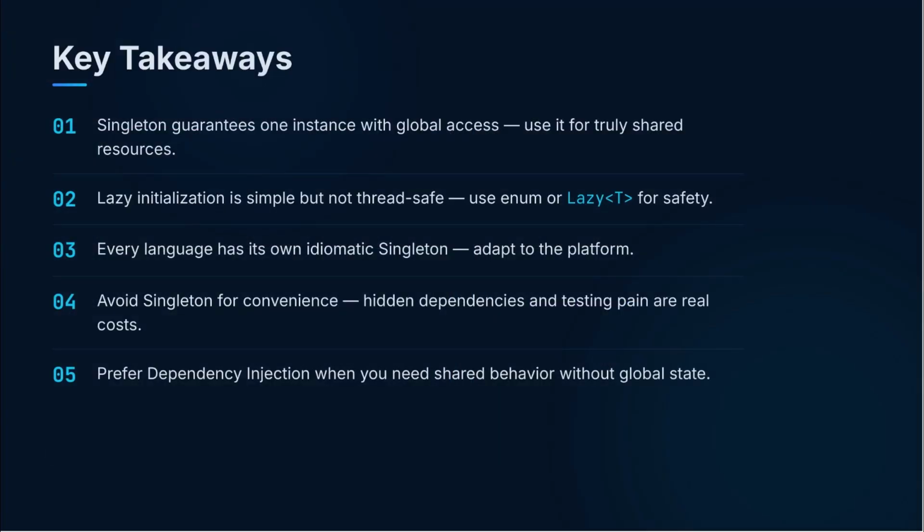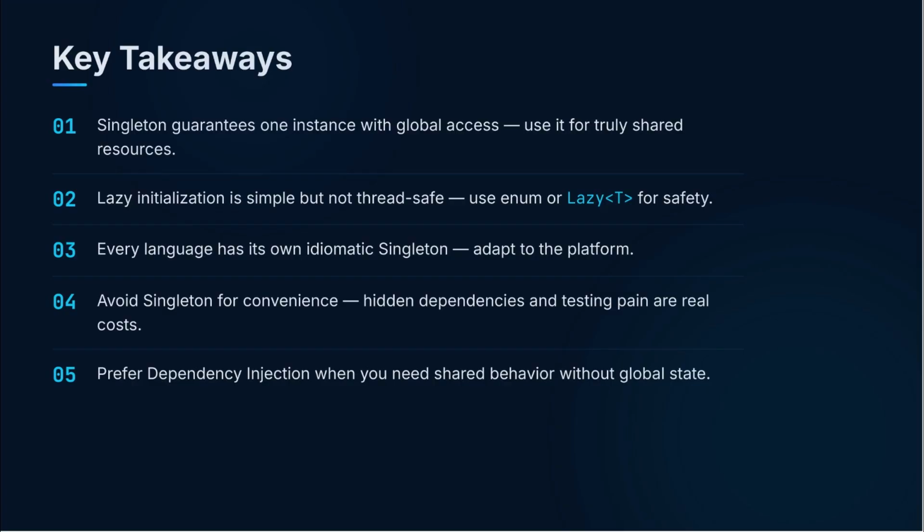Let's recap the 5 key takeaways from this deck. First, Singleton guarantees one instance with global access. That's its core promise, and it's genuinely useful for truly shared resources like loggers, connection pools, and configuration managers. Second, while lazy initialization is the simplest approach, it's not thread-safe. In Java, prefer the enum approach, and in C#, use Lazy<T> for guaranteed thread safety.